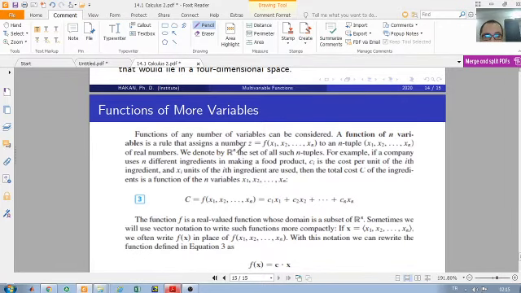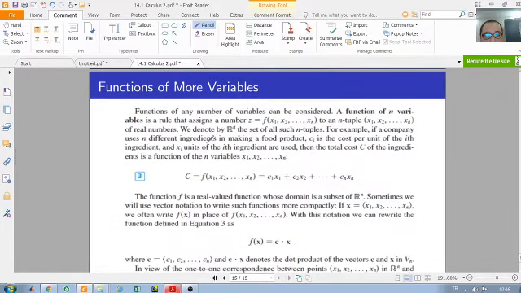The most general case for the definition of functions in multidimensional calculus: a function of n variables is a rule that assigns a number z to an n-tuple x1, x2, x3, x4, and so on. We have n independent variables and one dependent variable, depending on the variables x1, x2, x3, and so on. We denote by Rn the set of all such n-tuples. The function is defined from Rn to R.